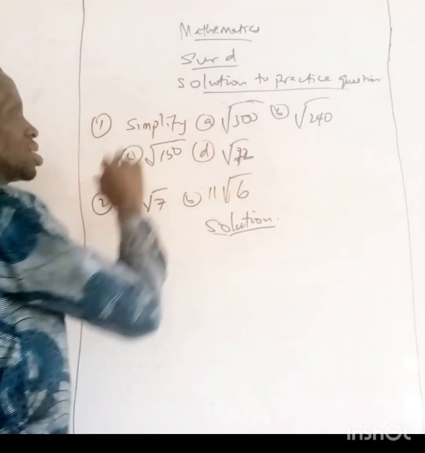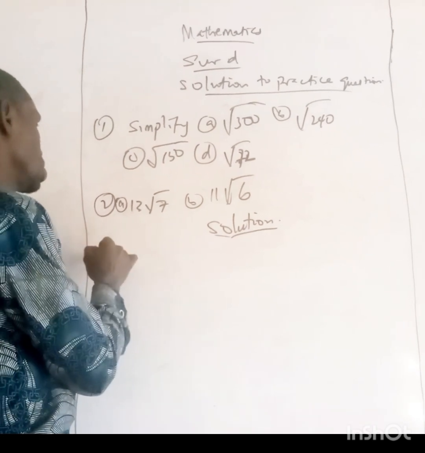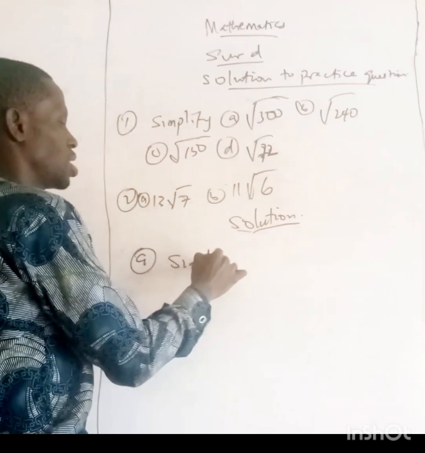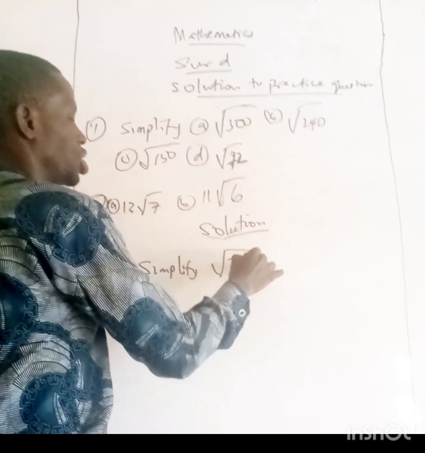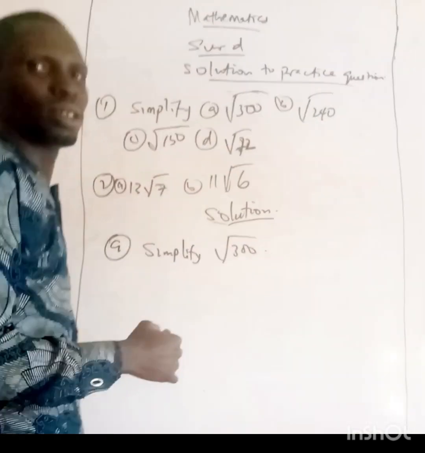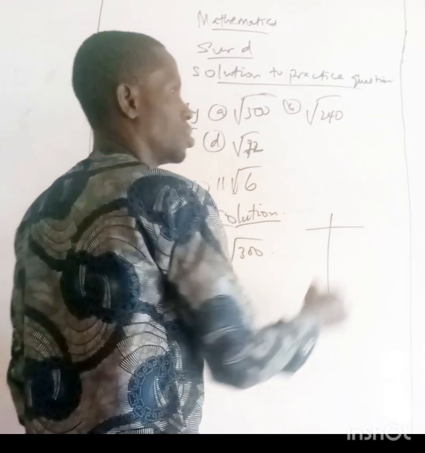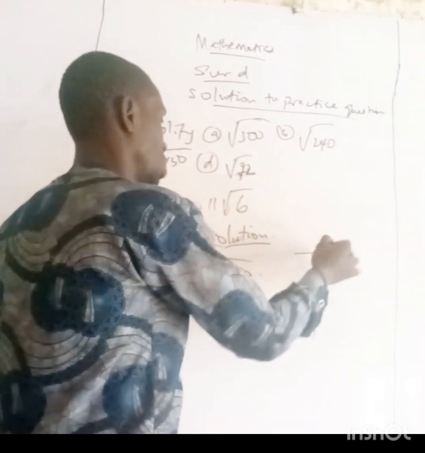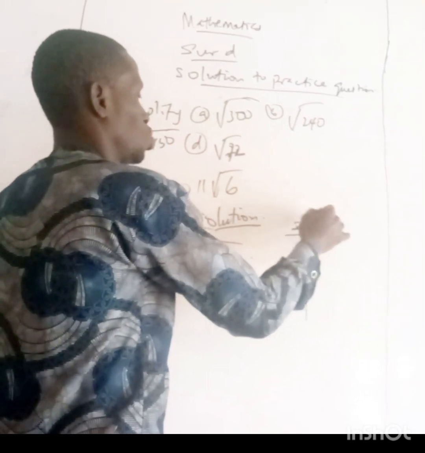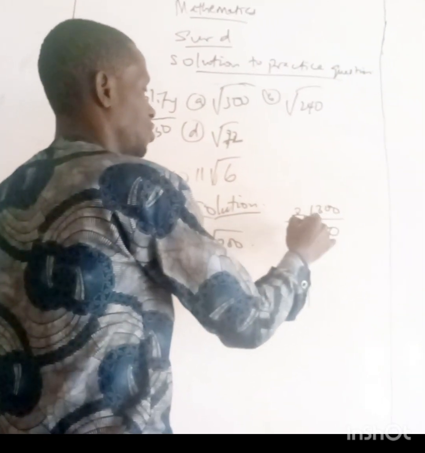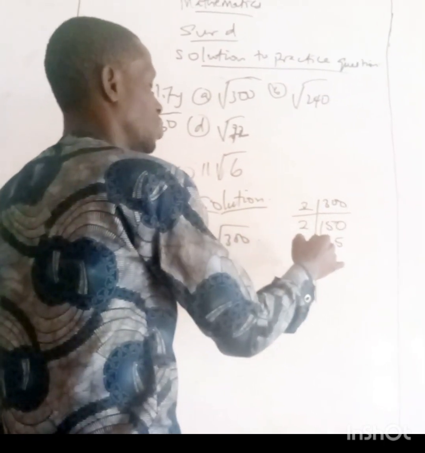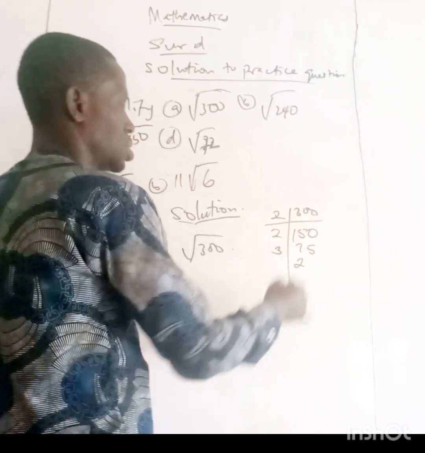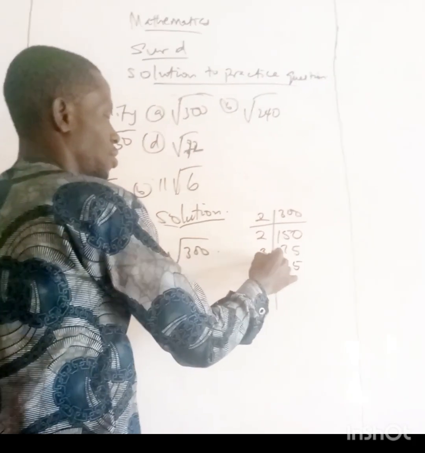Now, these are the solutions to the practice questions, so let's quickly solve them. So, A, you have to simplify root 300. Never forget we said we are using our prime number index method, the multiples of prime numbers. So 300 divided by 2 is 150, 2 gives 75, 3 gives 25, remaining 1, then 5, 5, 5, 5, 1.